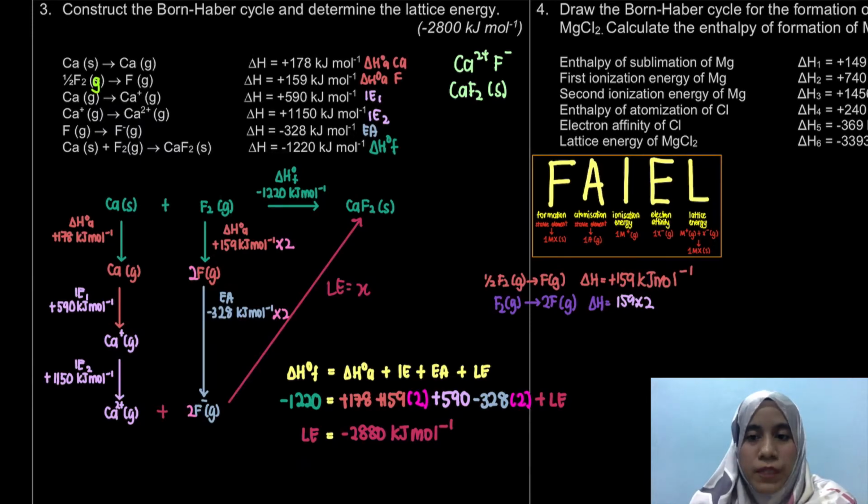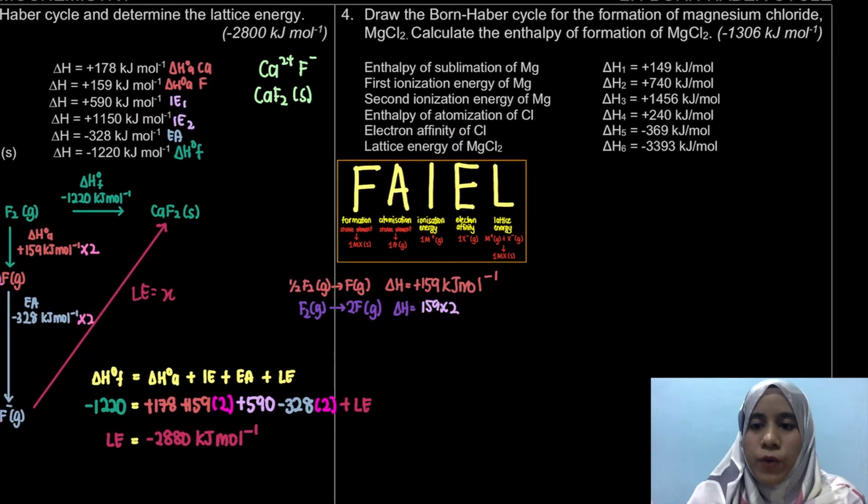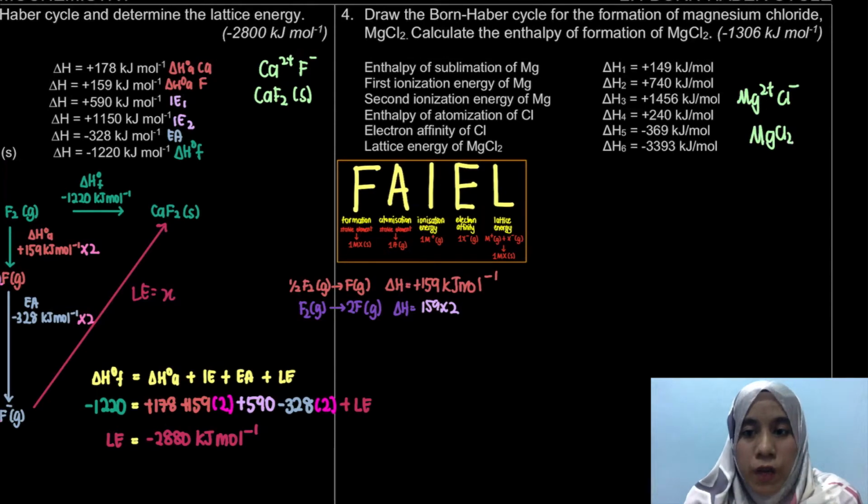Okay, so that is actually for example number 3. For example number 4, it is the same one. Okay, here I'm going to help you. Let's look at MgCl2. Why MgCl2? It is because Mg2+ and Cl-, we get MgCl2. So how about the formation?